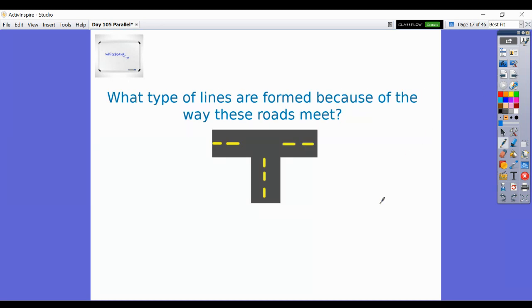What type of lines are formed because of the way these roads meet? They're perpendicular lines.